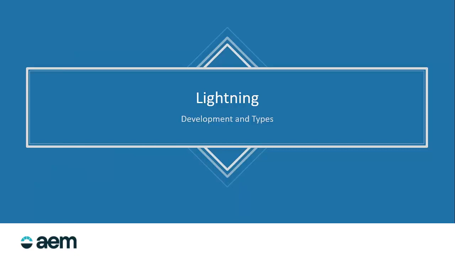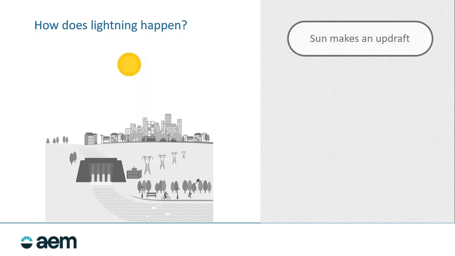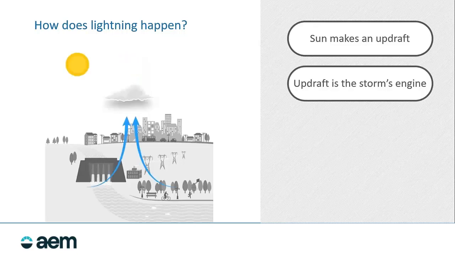So let's take a step back and just talk about Lightning 101, what it is, how it develops, how it forms. I think we're all pretty familiar with lightning season typically being during the warm months when the sun is out and heating the ground. That warm air rises, and as the warm air rises, you get updrafts. Updrafts are the storm's engine that you can think about. It fuels the storm.